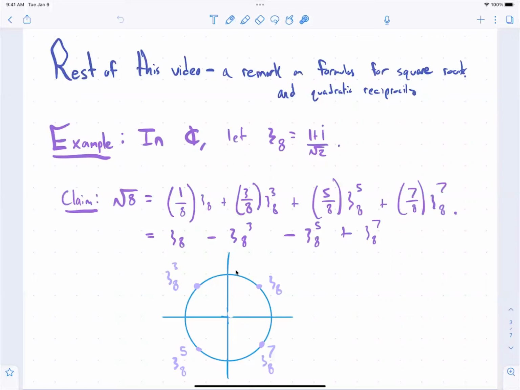One thing we talked about is that quadratic reciprocity and the Legendre symbol let you tell whether something is a square mod P. It doesn't give you a formula for the square root.